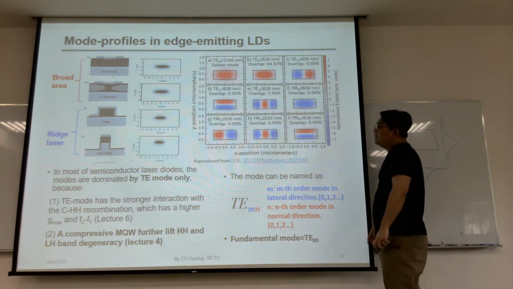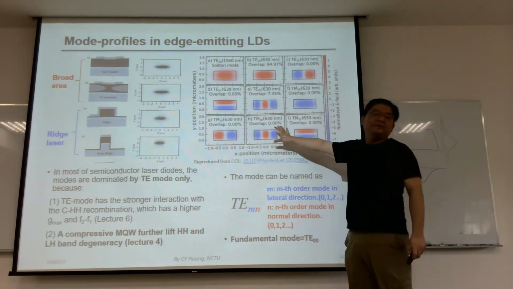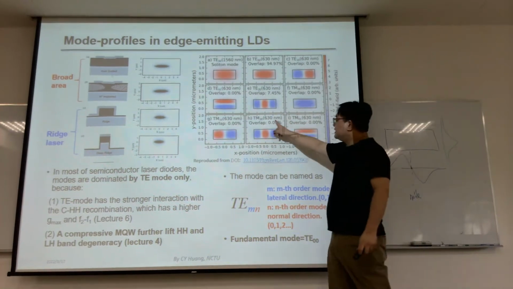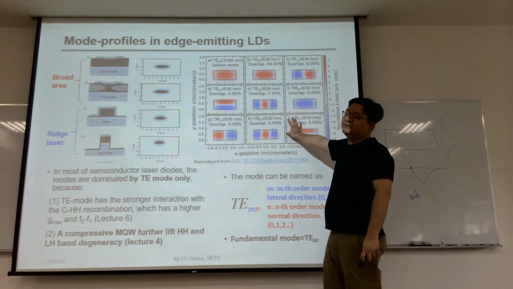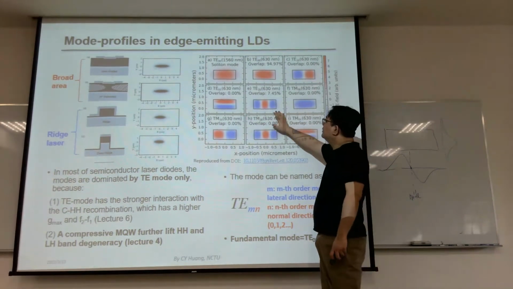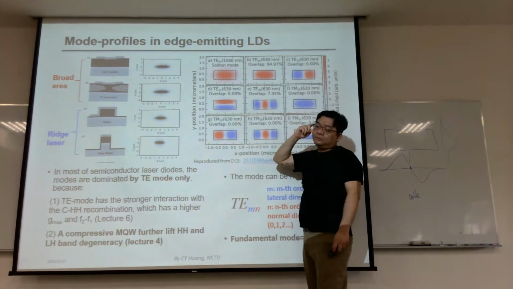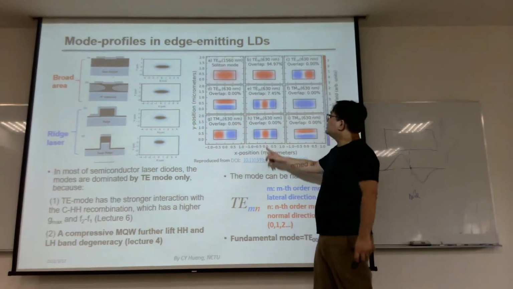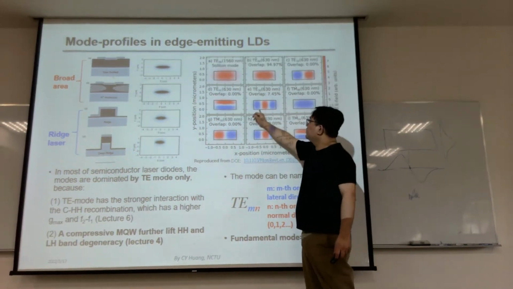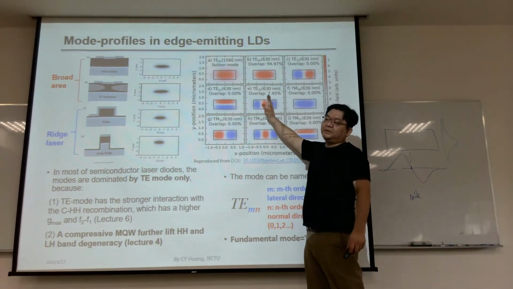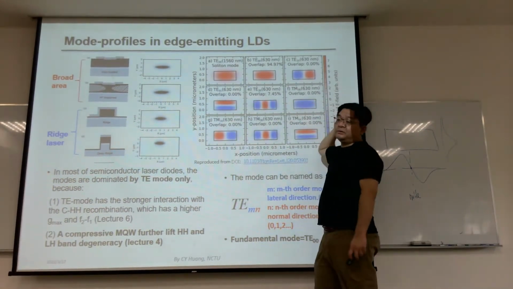Alright. So if you see a field, you can directly tell what mode it is. For example, this is the TM mode, because this is from another paper. For semiconductors, usually we don't have that. So okay, this is a good example. This is the TE20 mode. TE20 mode has second order, so it has two node planes in the lateral direction, and no node plane in the vertical direction.